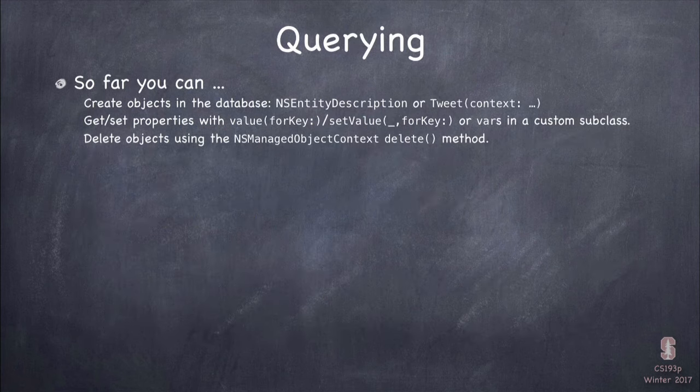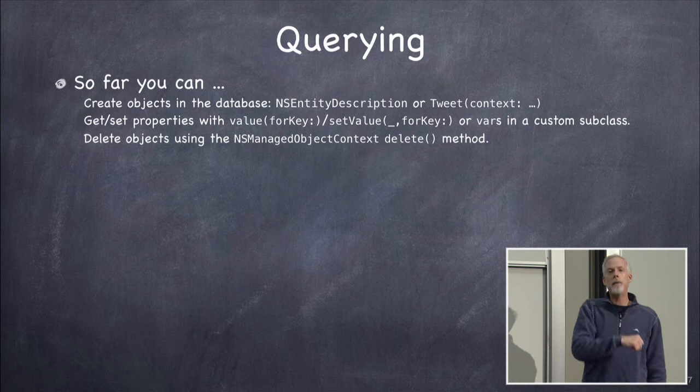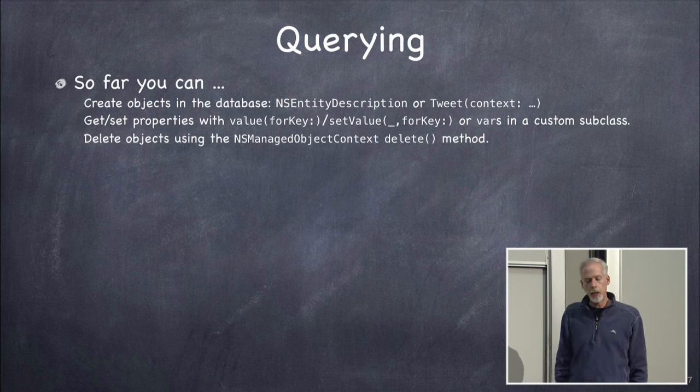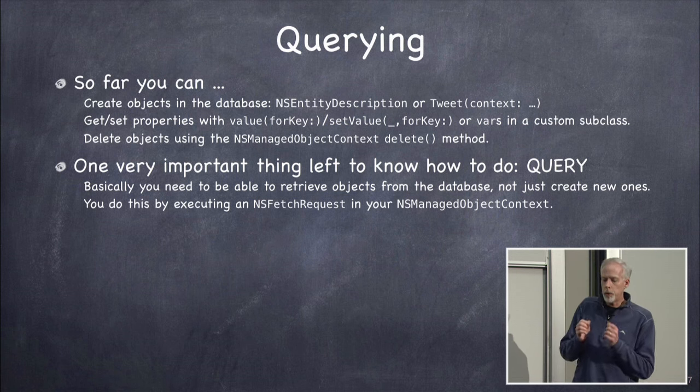Next topic, querying. The most important piece of this whole database thing. It's really a waste of time doing all this stuff if you're not going to query. Okay? If you're not going to make sophisticated requests for the information based on the relationships, etc. So to do a query, the most important thing you need to know is NSFetchRequest, this class NSFetchRequest.